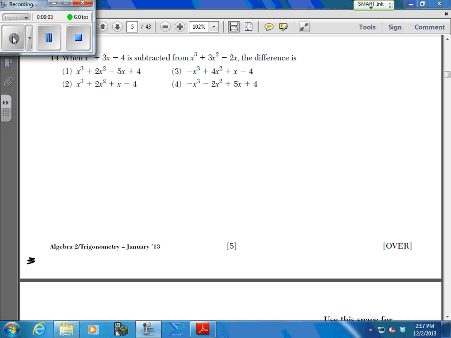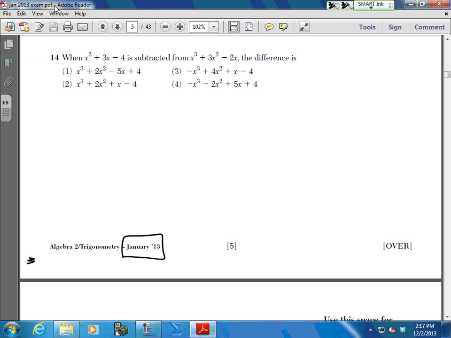Okay, we will continue with January 2013 and start with number 14. Be careful on the subtract. When this group is subtracted from this, 3 is subtracted from 5. You say 5 minus 3. So you're going to subtract up so that this is the first one.